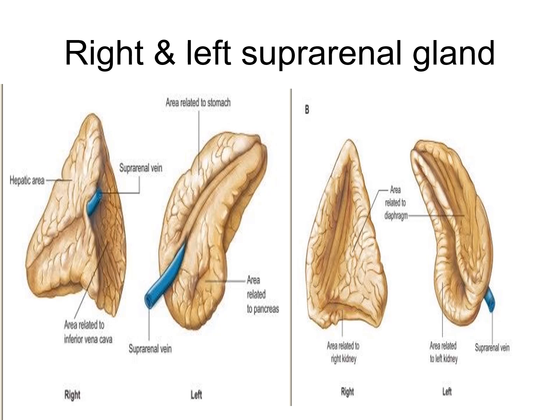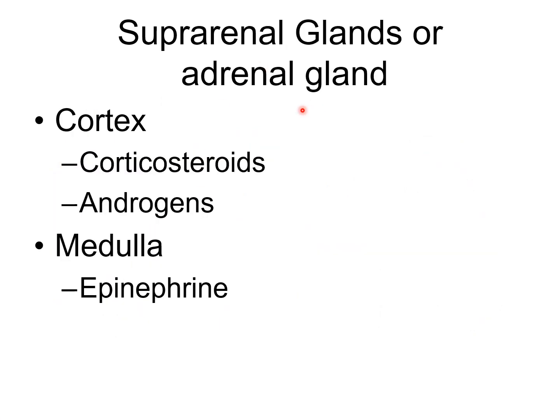So these are the differences, or comparison, of the right and left suprarenal gland. Now, what are the structures and functions of this suprarenal gland? The suprarenal gland, or adrenal gland, has an outer cortex and an inner medulla. The cortex secretes corticosteroid hormones and androgens, and the medulla secretes epinephrine.